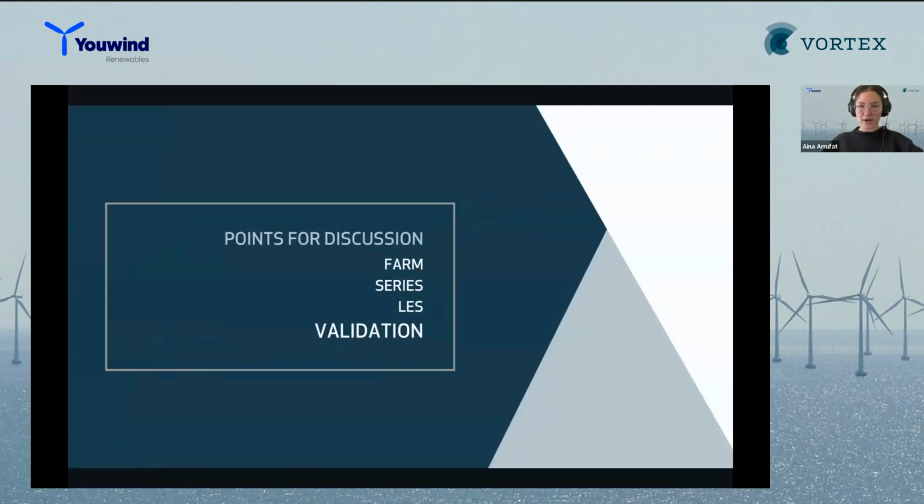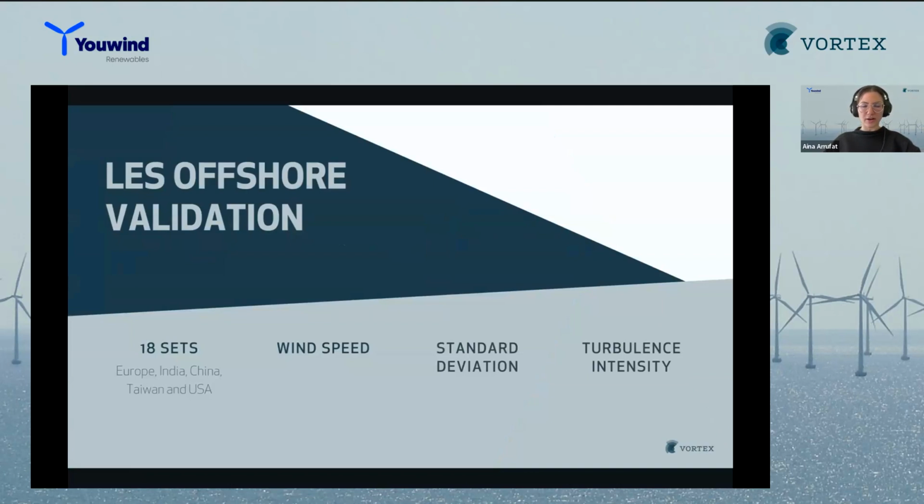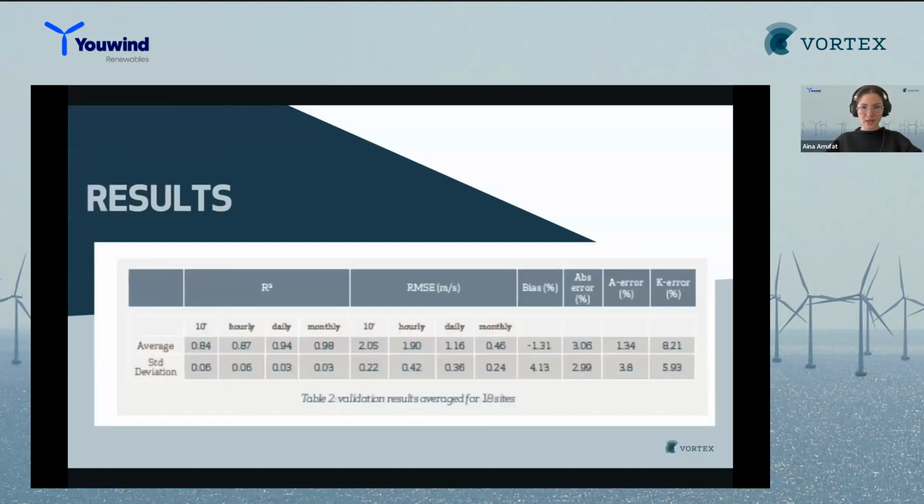Then to show validation done offshore with product LES, this validation has involved 18 sets of measurements at different offshore locations around the world. The validation focused mainly on 3 variables, which are the most important for the wind industry: the wind speed, the wind standard deviation, and turbulence intensity. Here we can see the results for this validation.